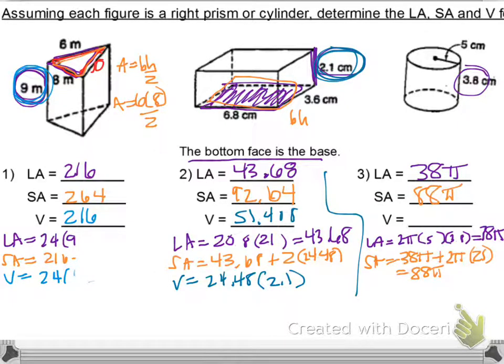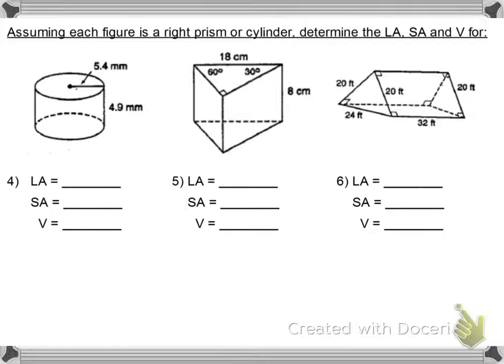All right, and then the volume. Volume of a cylinder is pi r squared, so that would be pi times 25 times the height, which is 3.8, and when you do that, you get 95 pi. So these three were all pretty straightforward, nothing too complicated about those. And they do get a little more difficult. Of course they do, right?